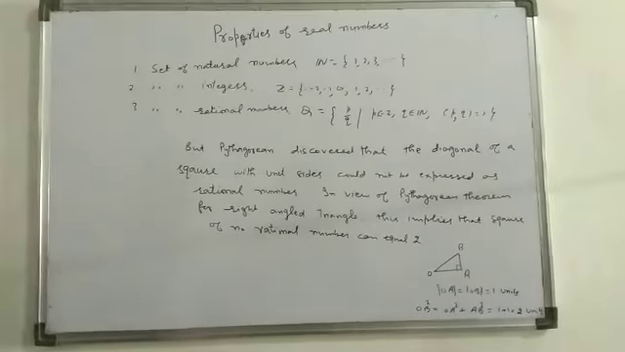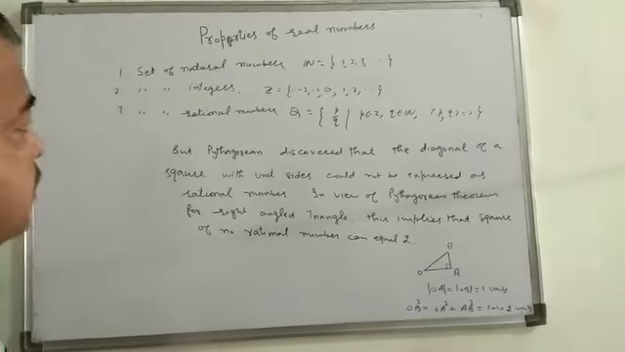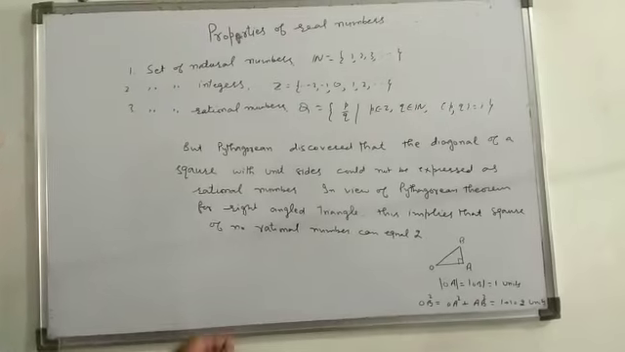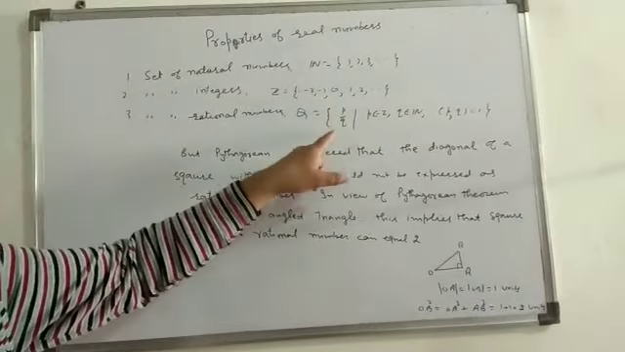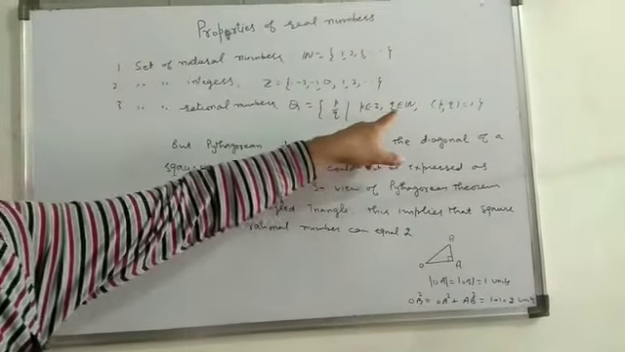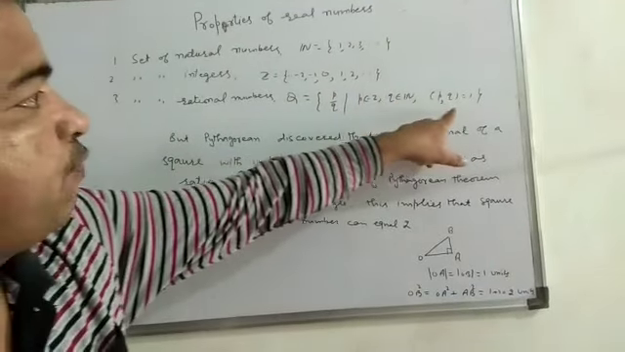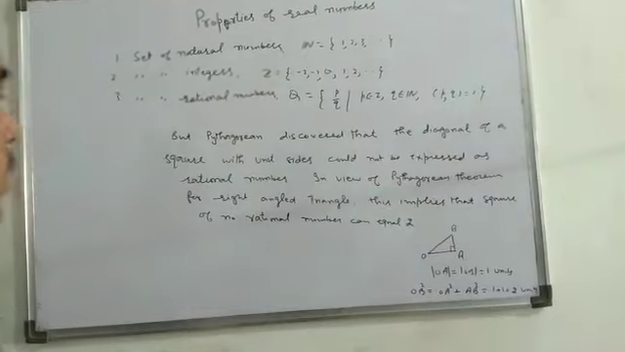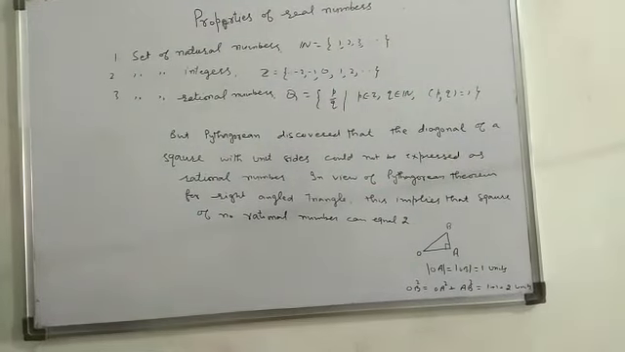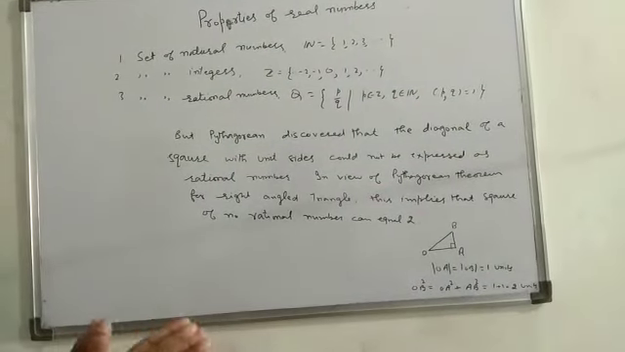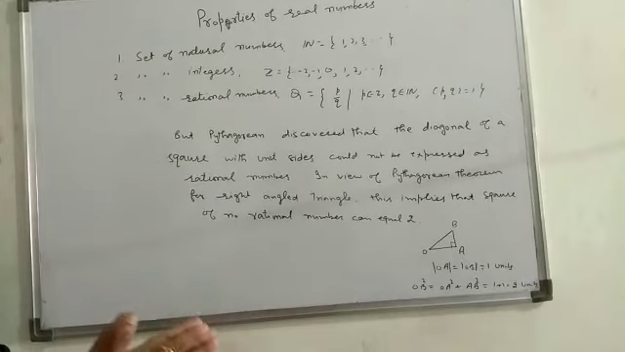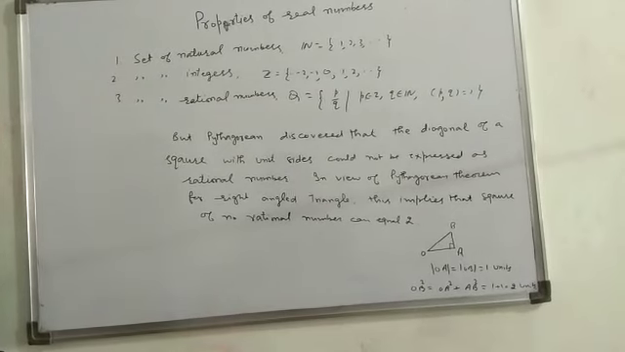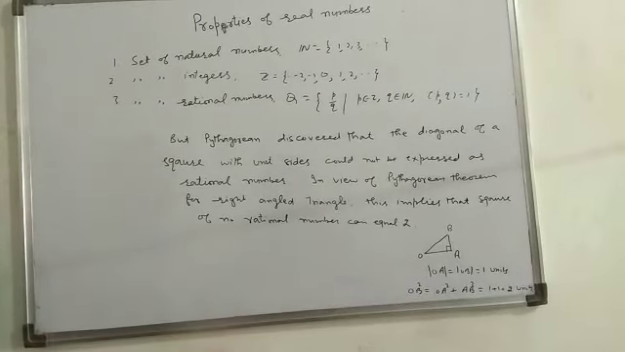Further, integers are embedded in the set of rational numbers. A rational number is any number that can be put in the form p upon q, where p is an integer, q is a natural number, and GCD of p and q is 1. This round bracket is the notation of GCD, greatest common divisor. But the Pythagoreans discovered that the diagonal of a square with unit sides could not be expressed as a rational number.